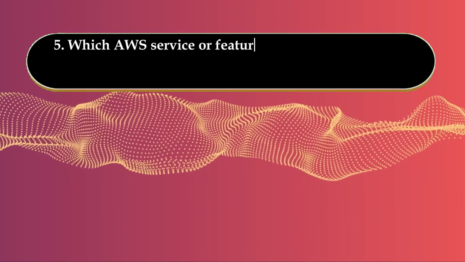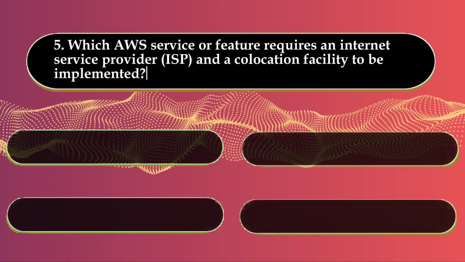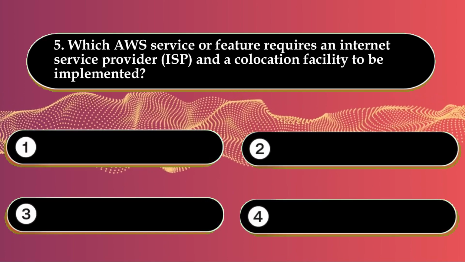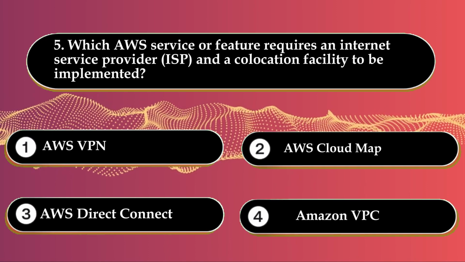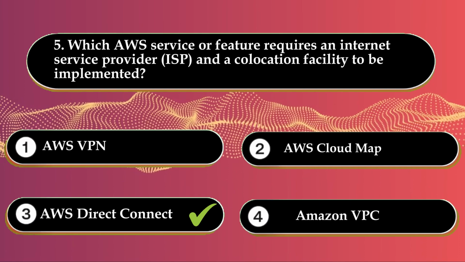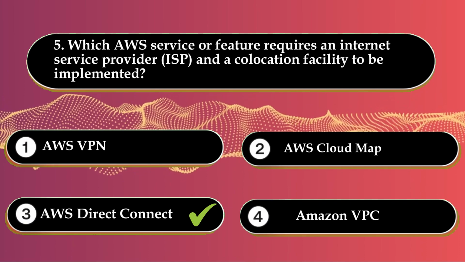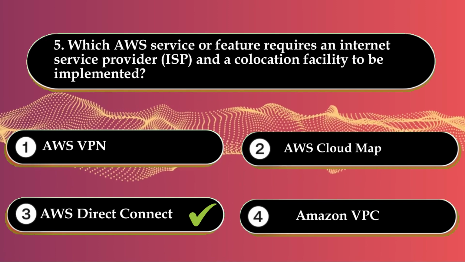5. Which AWS service or feature requires an Internet Service Provider, ISP, and a colocation facility to be implemented? AWS Direct Connect provides a dedicated network connection from your on-premises data center or colocation facility to AWS.